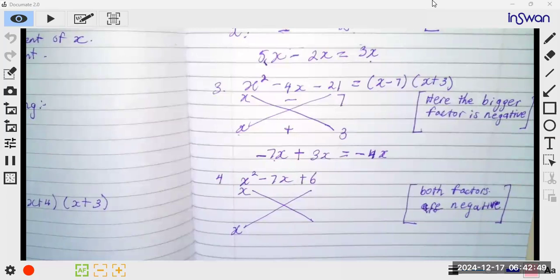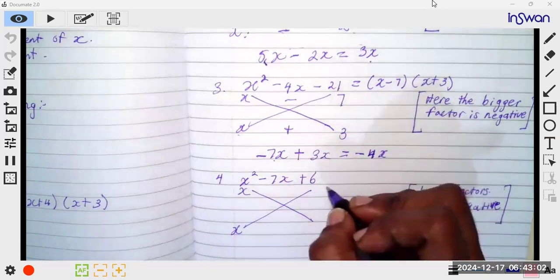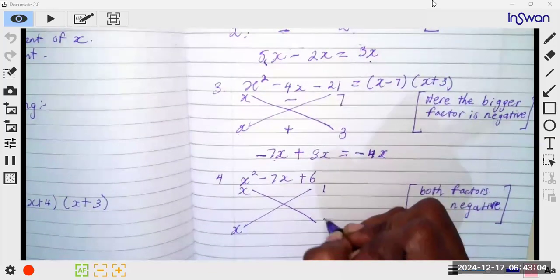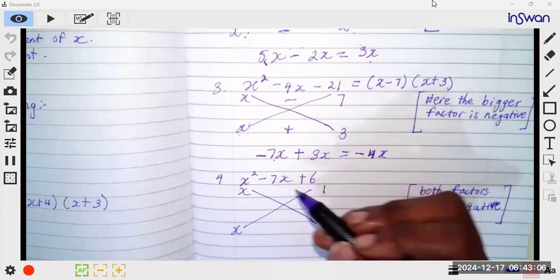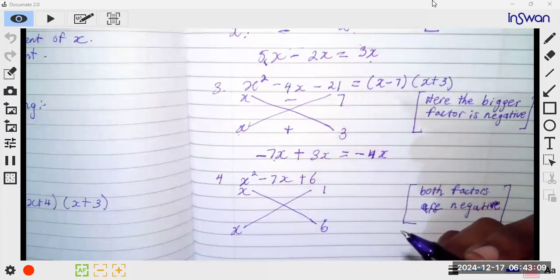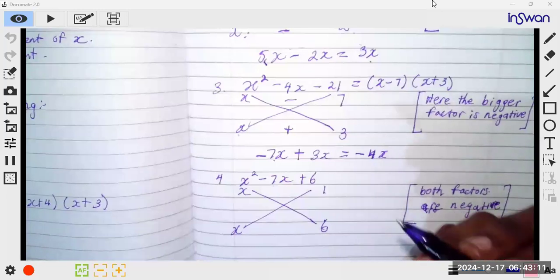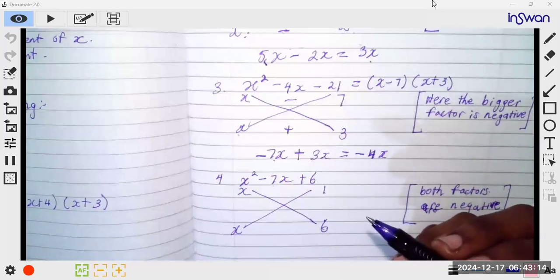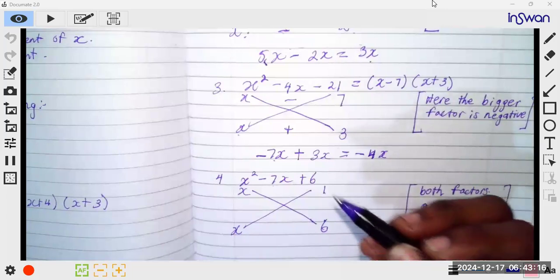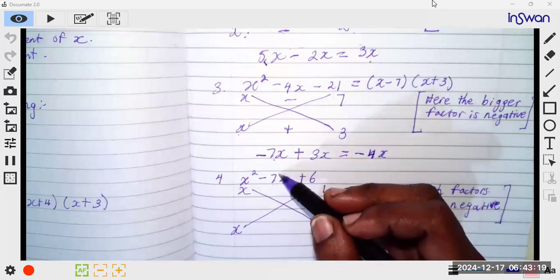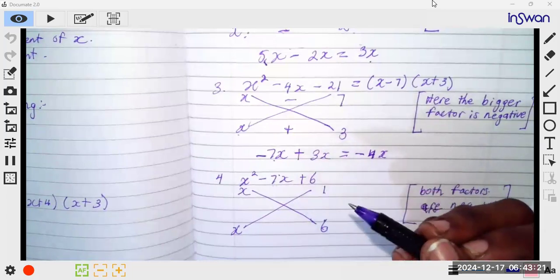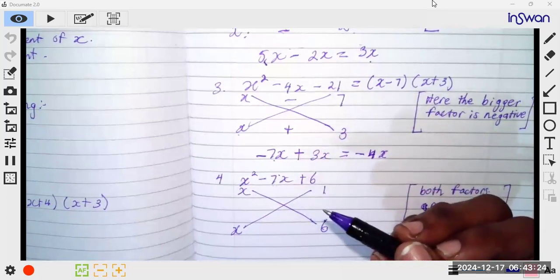Now, what two numbers, when you multiply, will give us 6? 1 times 6. You know why we're using 1 times 6? Because we want to get negative 7. We could use 3 and 2, but 3 plus 2 will give us 5. That is not what we need here. We need negative 7. So that's why we use 1 times 6.